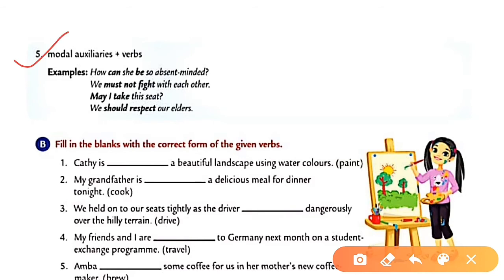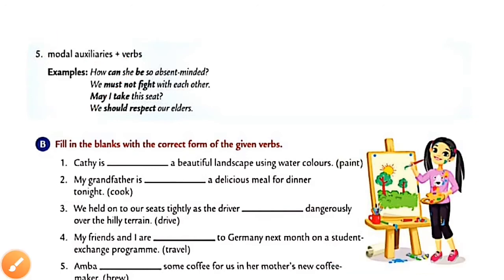Modal auxiliaries plus verbs. How can she be so absent minded? Auxiliary verbs means modal verbs, can, should, must, like that. We must not fight with each other. May I take this seat? Like that way we have to do.